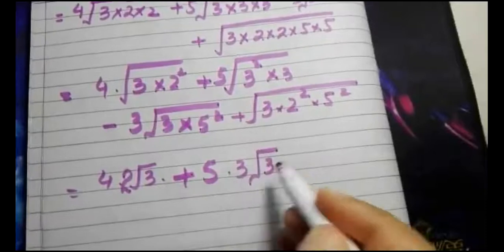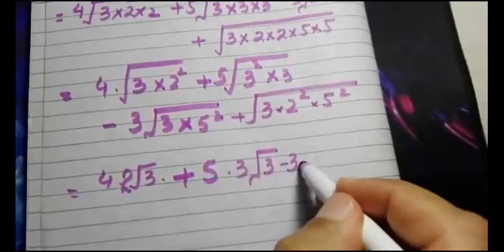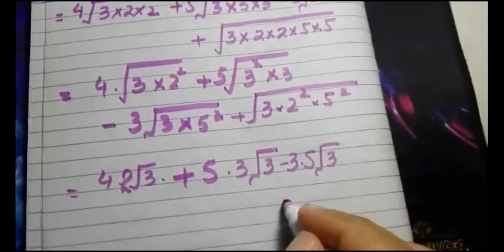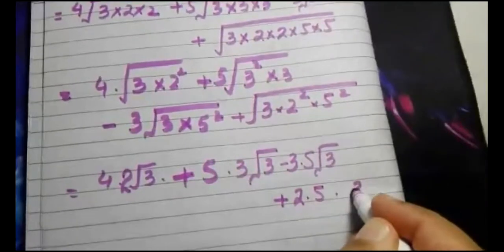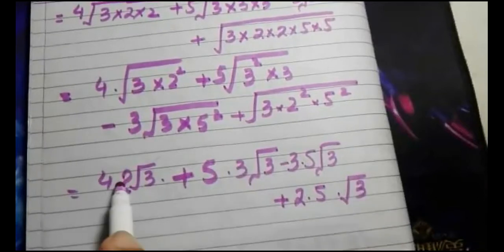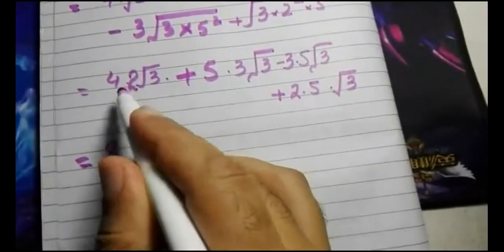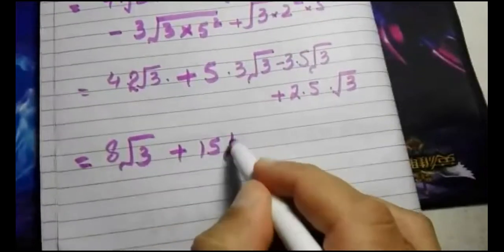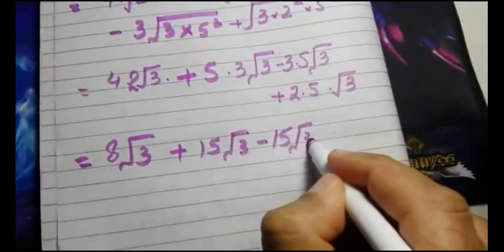This is 3. And the third term will be 3 times 1, square root will be cancelled and 5 will be outside the radical sign. This is 3. And the fourth term will be 2 and 5 will be outside, and under root 3 is the radical sign. Now if you simplify, 4 times 2 will become 8 under root 3 plus 15 times under root 3, again 15 times under root 3 next term, and 10 times under root 3.